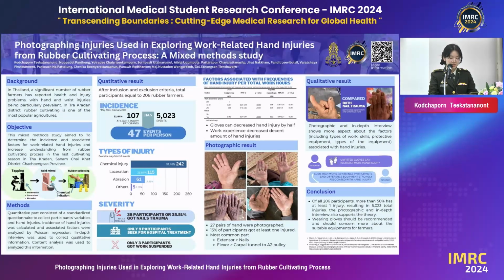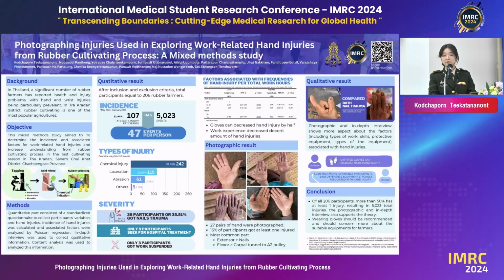We use a standardized questionnaire to collect the data, then analyze it using Poisson regression and chi-square. Also, in-depth interviews were used to collect the qualitative information, and content analysis was used to analyze this information.